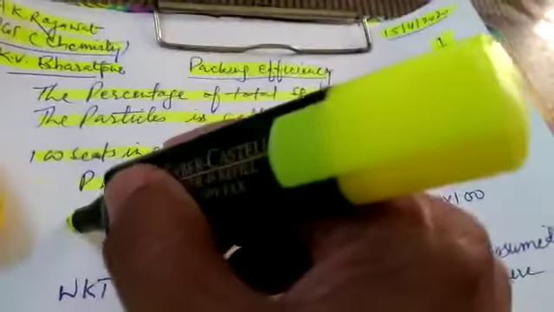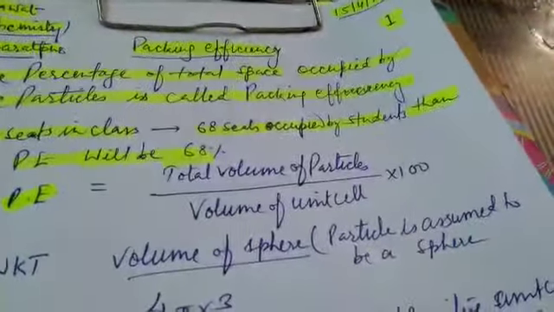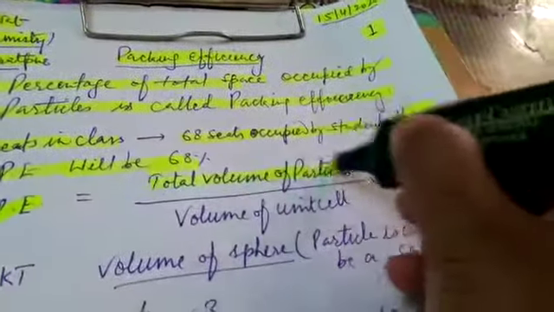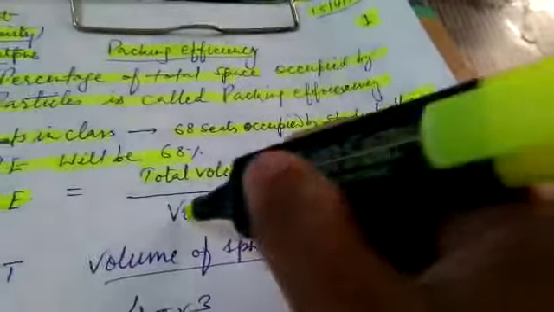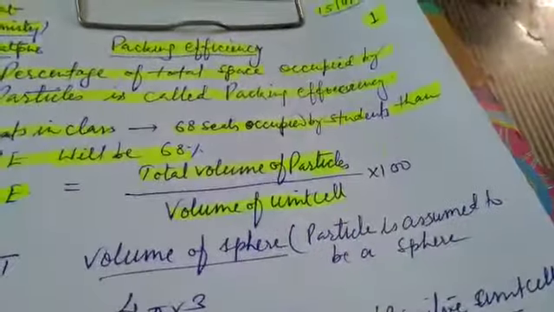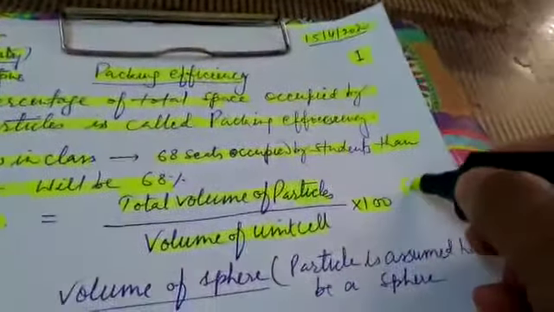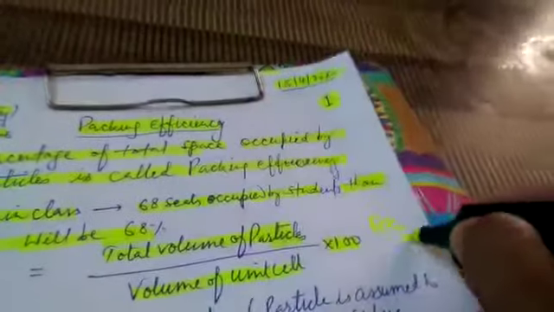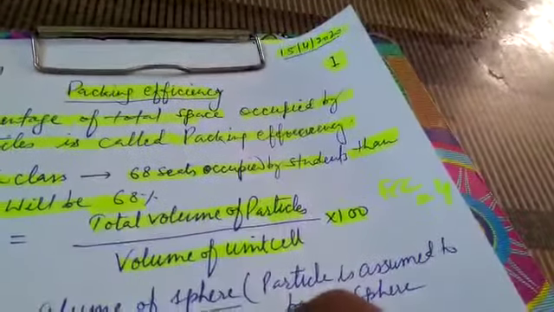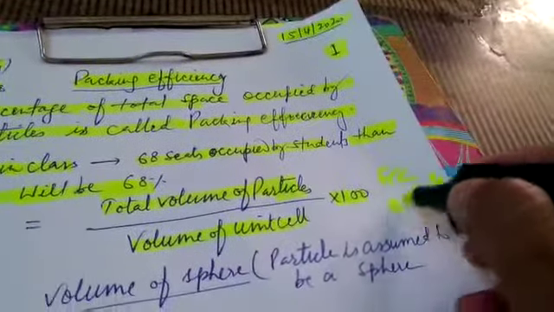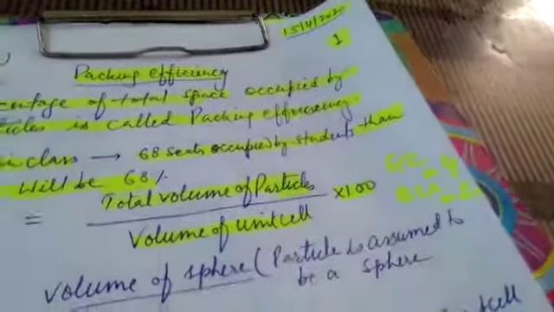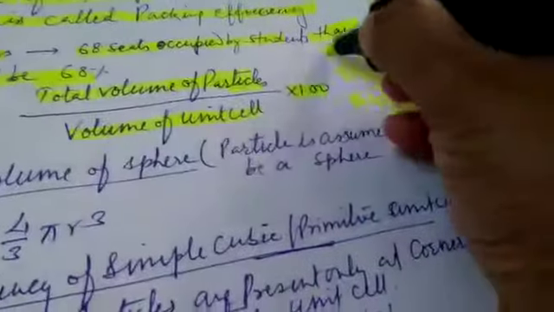Now the formula to calculate packing efficiency is total volume of particles divided by volume of unit cell, multiplied by 100. You know very well that if the unit cell is FCC, then the number of particles will be 4. If the unit cell is BCC, then the number of particles will be 2. And if a simple cubic unit cell is given, then the number of particles will be 1.